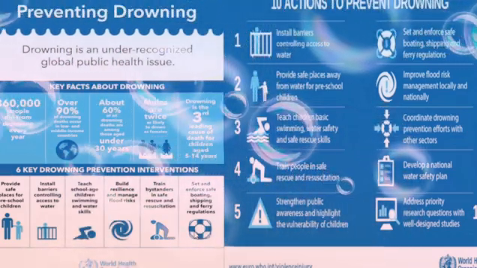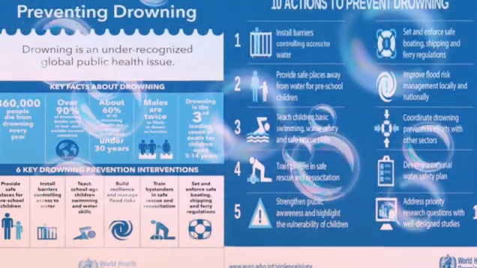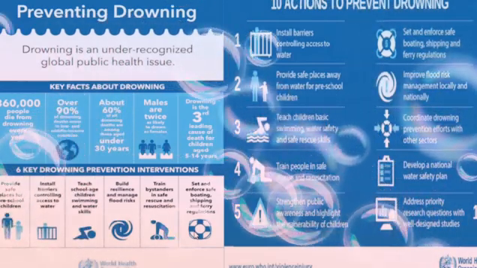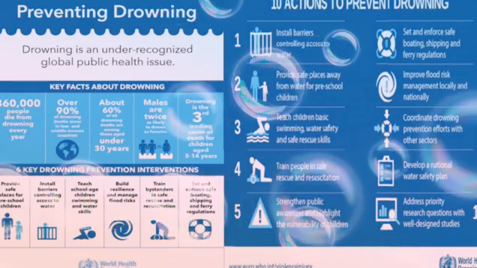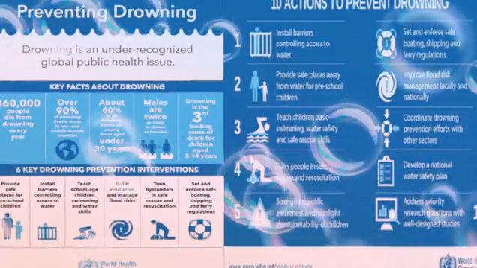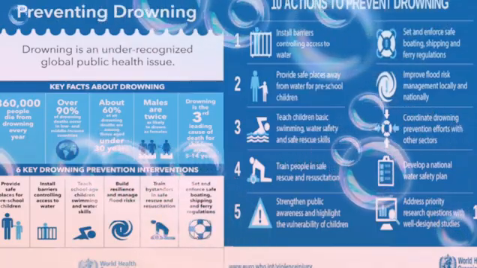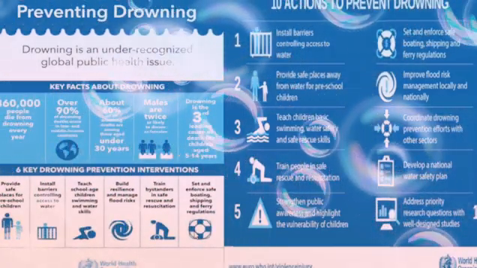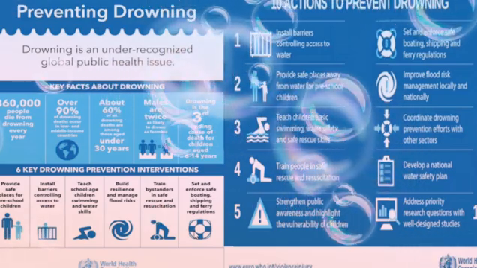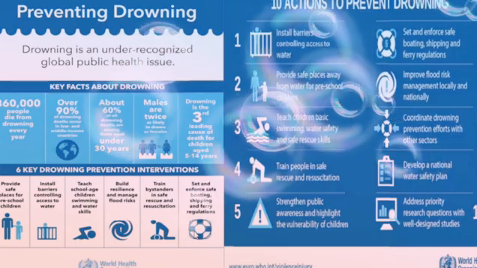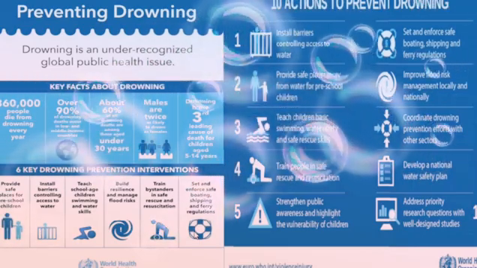Train people in safe rescue and resuscitation. Strengthen public awareness and highlight the vulnerability of children. Set and enforce safe boating, shipping and ferry regulations. Improve flood risk management locally and nationally. Coordinate drowning prevention efforts with other sectors. Develop a national water safety plan.